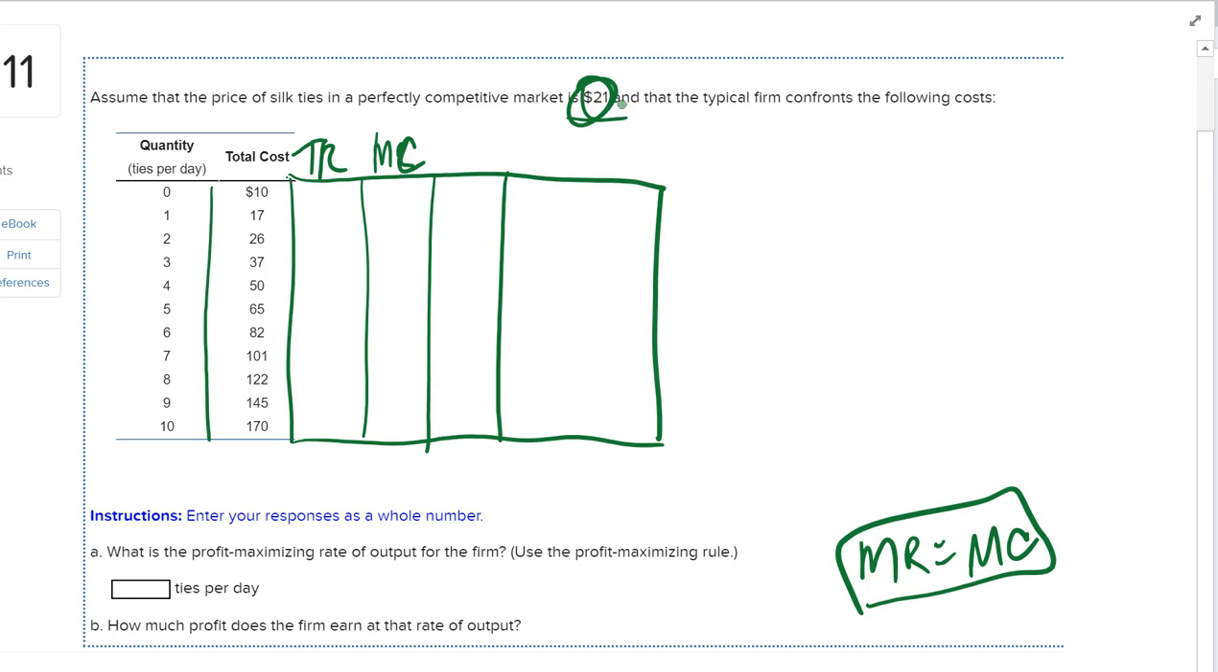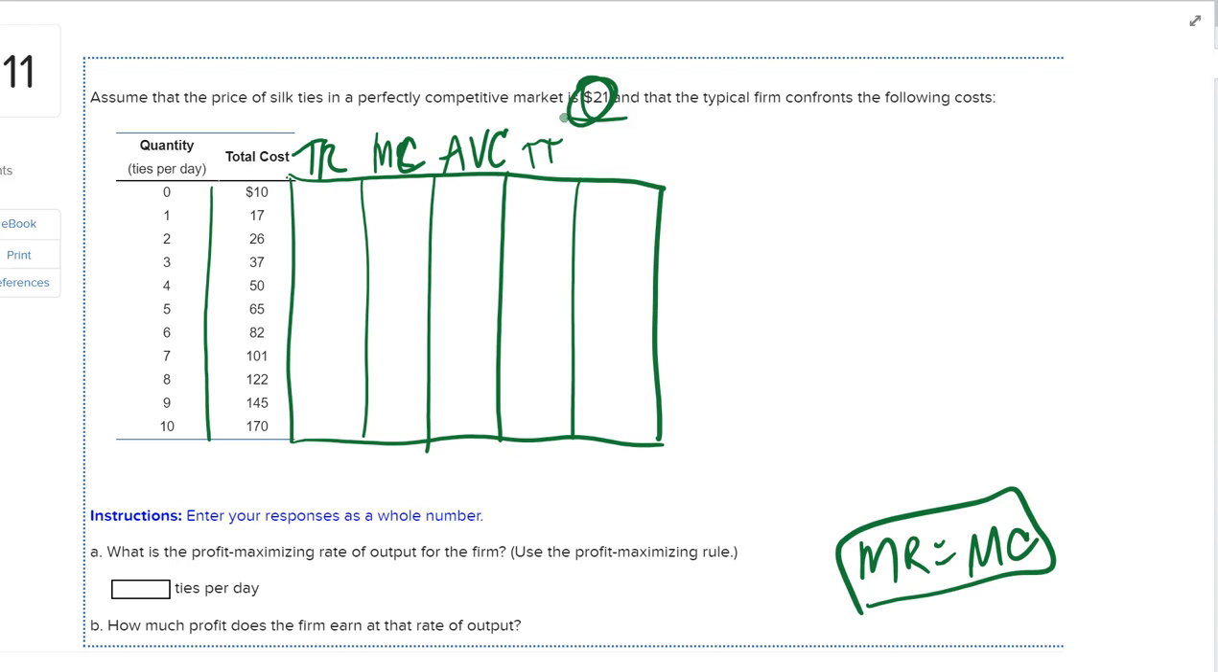Let's go marginal cost. We want our average variable cost. We want our total revenue. And we want our profit. And I'm just going to use that symbol for profit. And I think we can work from here. So let's see where we are. I want to make sure these numbers match up with what I had. Okay, good.